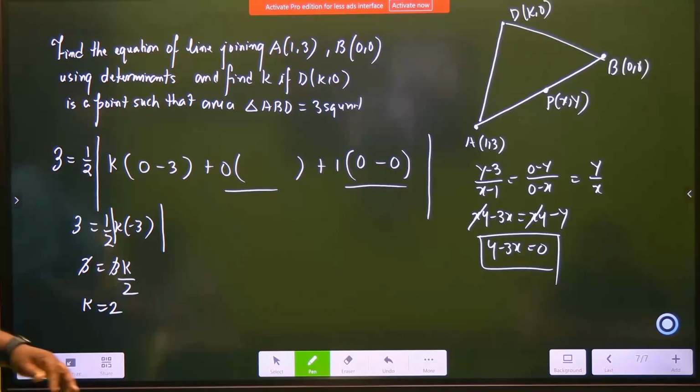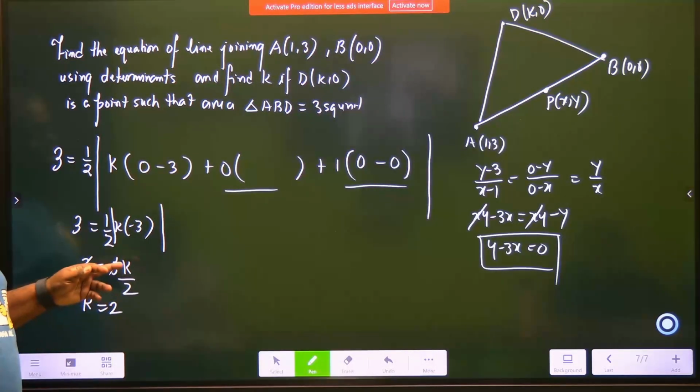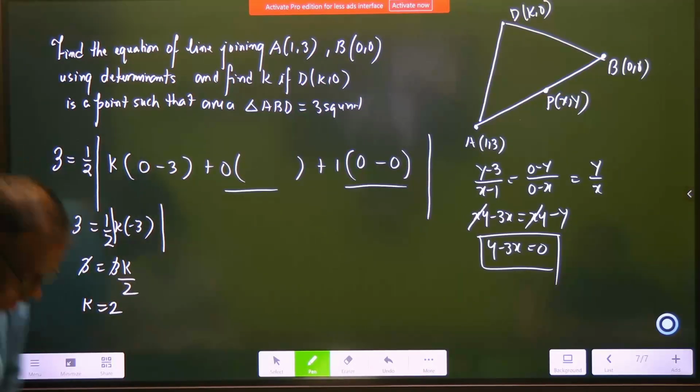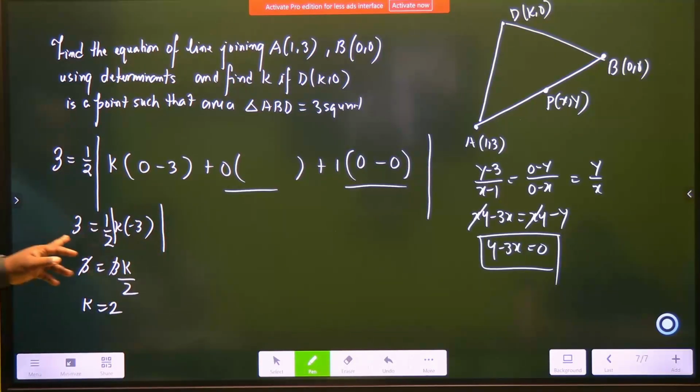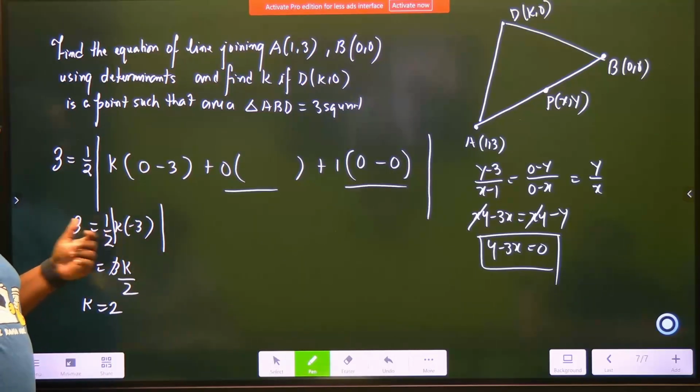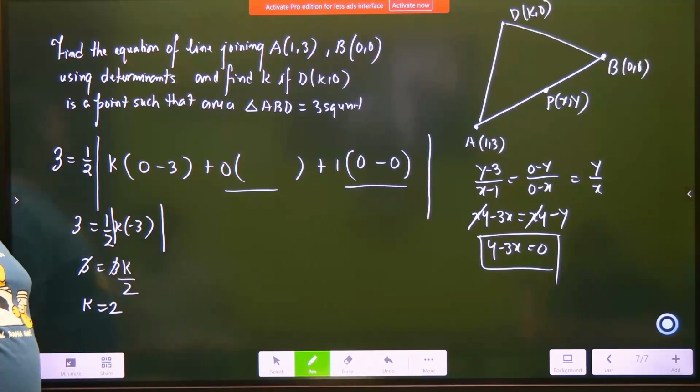Now there is a catch out here. K's value, even if it is 2 or negative 2, it doesn't change, because at the end of the day you will get a modulus out here. So if I had solved it with minus 3, it is allowed. If you solve it with plus 3, it's allowed. So K can take the values of plus minus 2. Did you understand how the equation part came up?